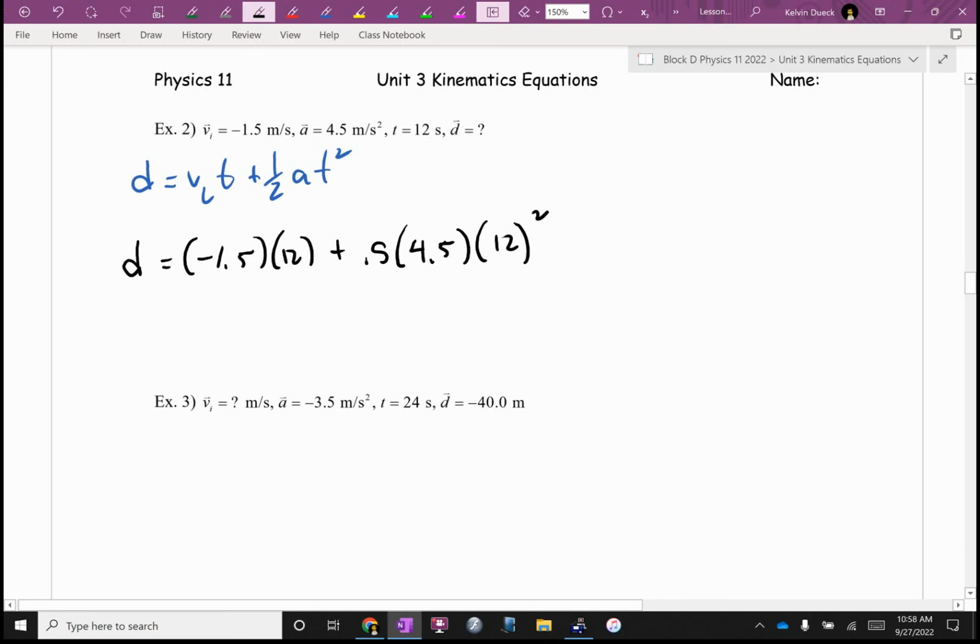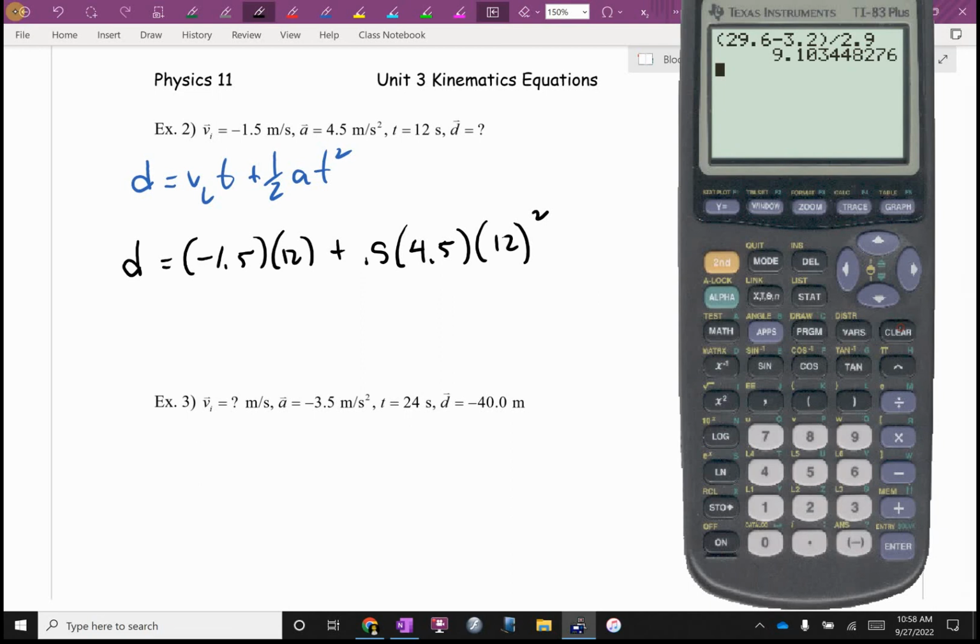Okay. How will we type this in? Look up. I think I told you earlier this year, although I use brackets to show multiplying when I handwrite, I don't use them on my calculator. So you can type this in one line. I would go like this. Negative 1.5 times 12. I would not hit equals. I would go plus 0.5 times 4.5 times 12, and I would hit a squared.